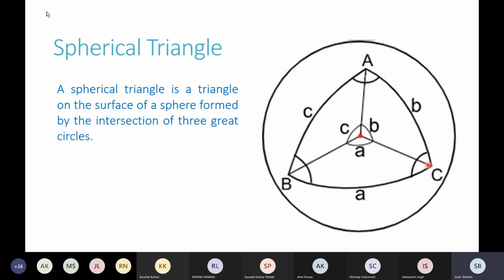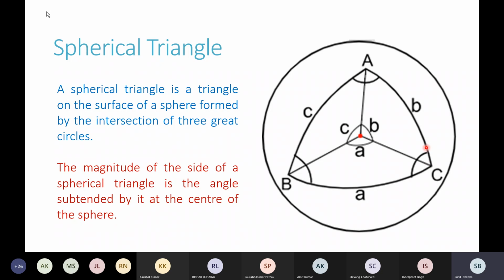All the three sides of the triangle should be the arcs of great circles. So that's a mandatory condition to be fulfilled for a spherical triangle. If any one of the sides is not the part of a great circle, or you can say if any one of the sides is the part or arc of a small circle, in that case, the triangle is not a spherical triangle. For a triangle to be called a spherical triangle, it is mandatory that all the three sides should be the arcs of great circles only.